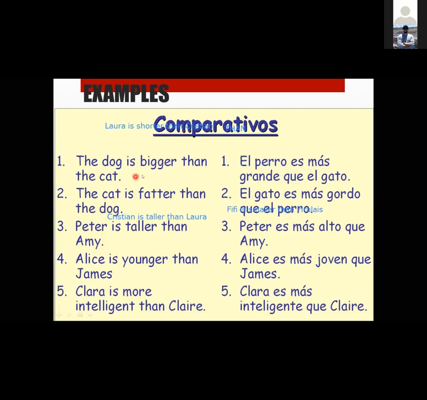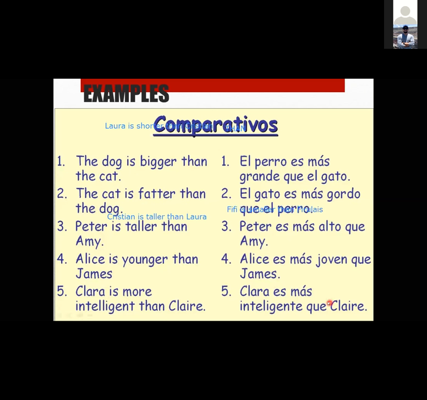The comparatives, Carmina. Siempre vamos a solo necesitar dos cosas o dos animales, or two only. Is it clear, Carmen? Okay. For example, if you pay attention, the dog, the cat, the dog, Peter, Amy, Alice, James, Clara, and Claire. Yes. Okay, Carmina, very good.